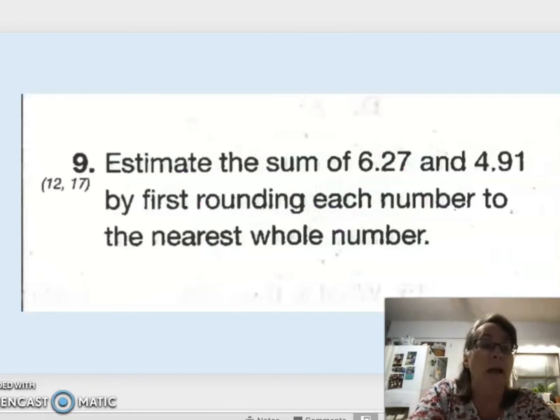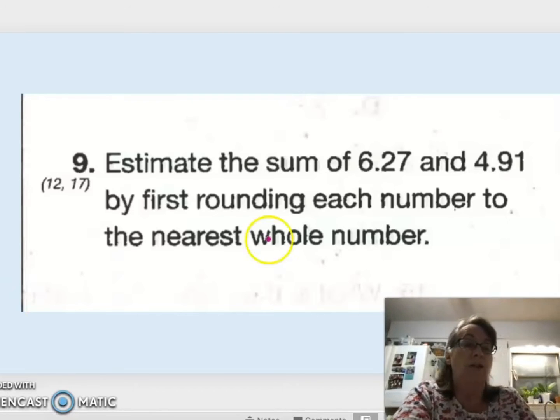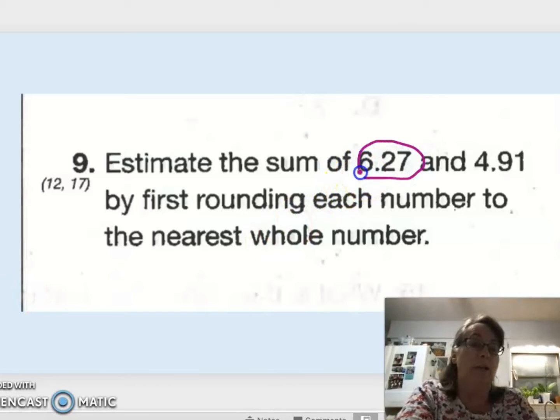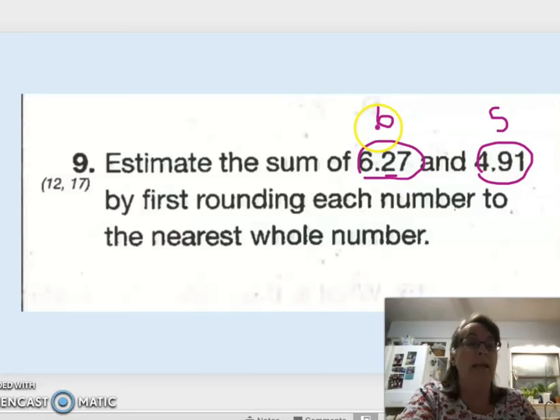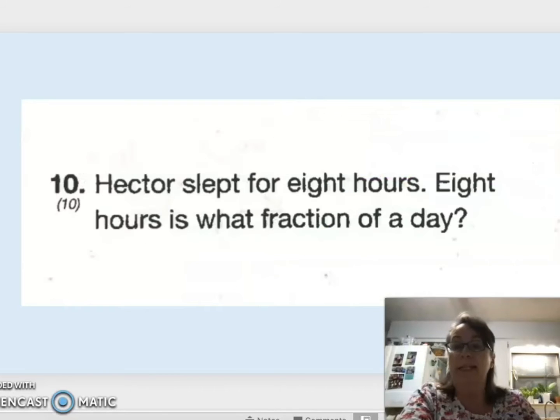Estimate the sum of 6.27 and 4.91 by first rounding each number to the nearest whole number. So rounding 6.27 to the nearest whole number, I would round it down because the 2 is less than 5. And then 4.9 to the nearest whole number would be 5 because 9 is greater than 5, so that's going to bump that one up. And 6 plus 5 is 11. It says estimate the sum, so you're going to add them together. 6 plus 5.